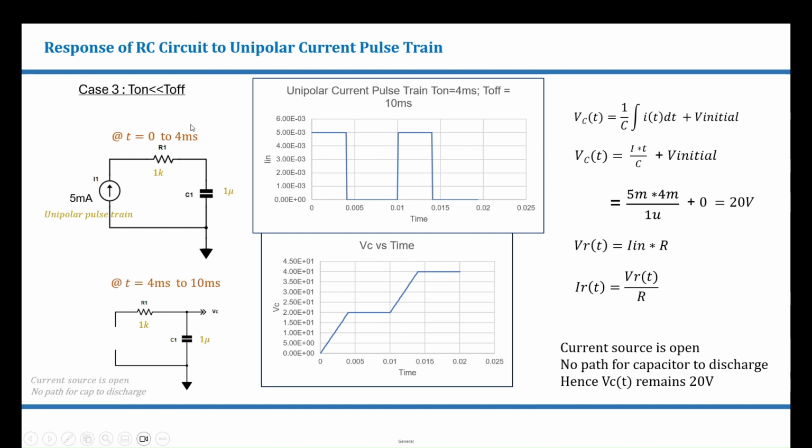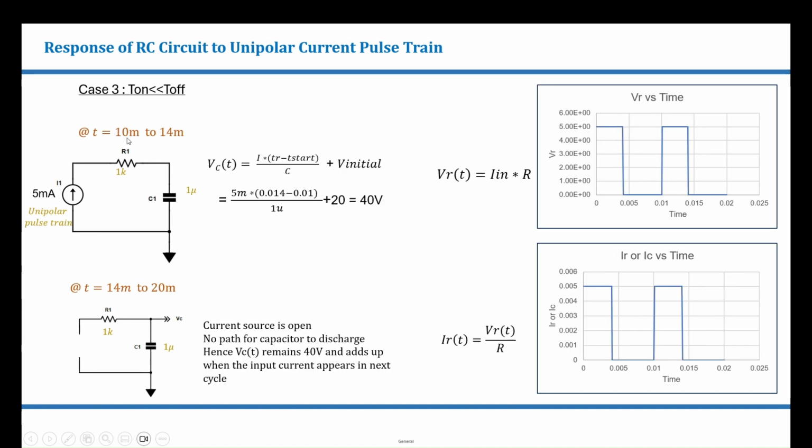Now let's consider the case where T on is much lesser than T off. T on is 4 milliseconds and the voltage across capacitor at 4 milliseconds is calculated to be 20 volts. And T off is 6 milliseconds. Now at 10 milliseconds, the voltage across capacitor still remains at 20 volts because there is no path for the capacitor to discharge. This is how the graph looks like. Voltage across capacitor is charged up to 20 volts and it remains at 20 volts until 10 milliseconds.